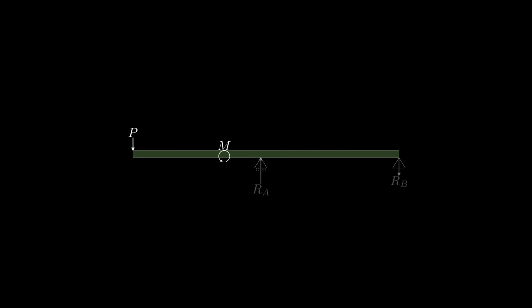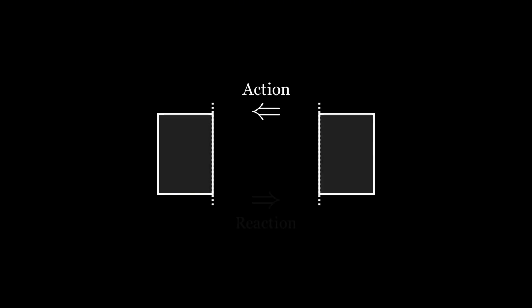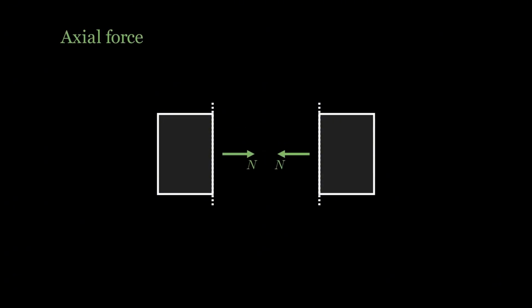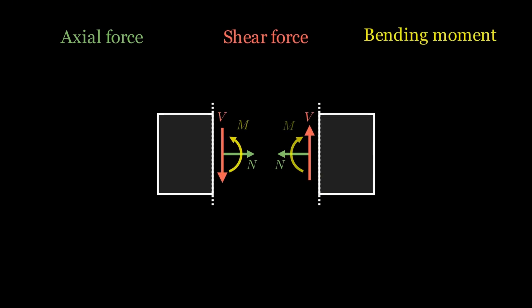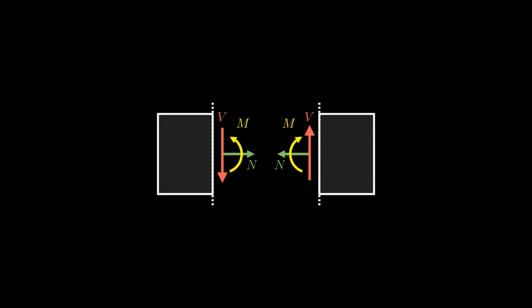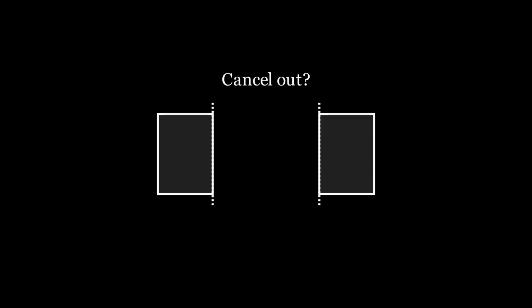The force and moment that arise through the interaction of two elements across one section, those are what we call internal forces or section forces. That includes axial force, shear force, and bending moment. You might be thinking this. If the magnitudes are equal and the directions are opposite, then once we put the elements back together, wouldn't they just cancel out? No. And this is the part that really matters.